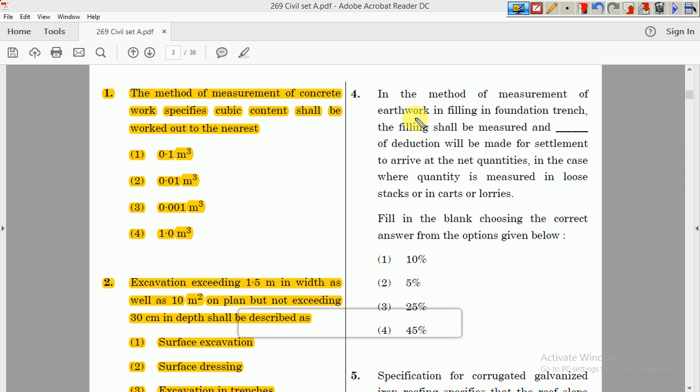So in the method of measurement of earthwork, filling, foundation, trench, the filling shall be measured and dash should be the deduction. Okay, what should be the deduction? That is, what percentage deduction you need to make will be made for the settlement for the net quantities in case where quantity is measured in loose stairs or carts or lorries. Okay, this is a direct question again. The answer is 25%.